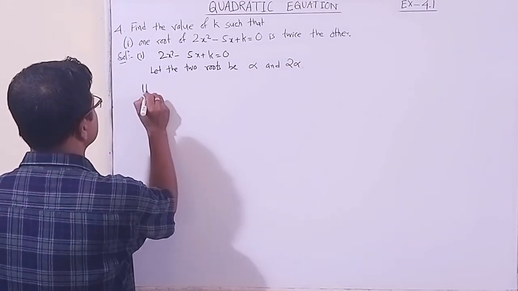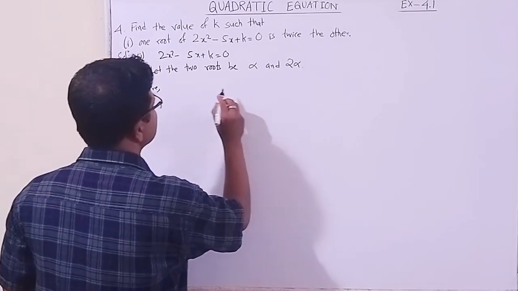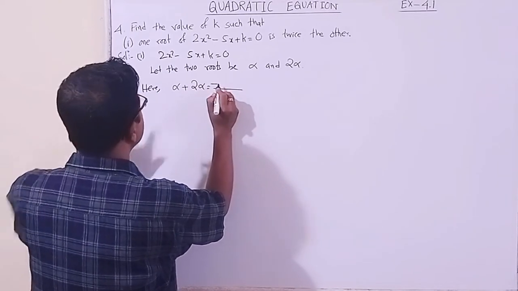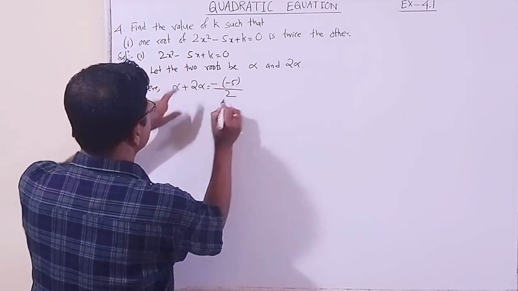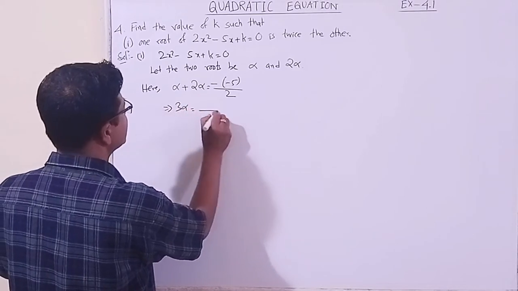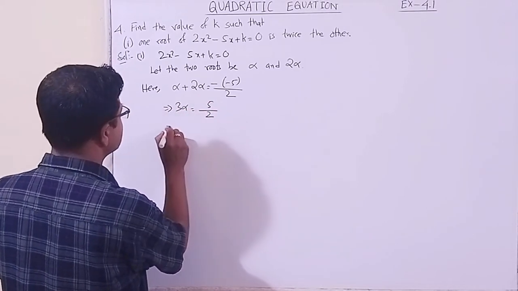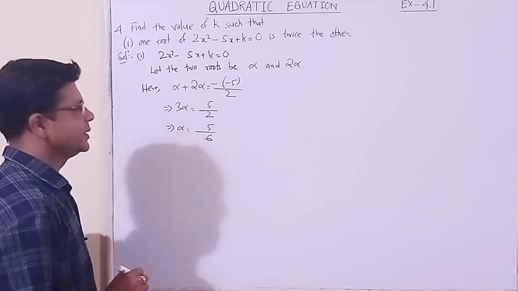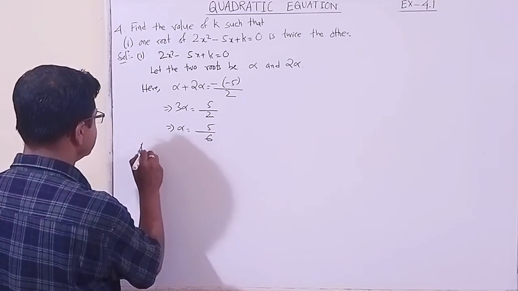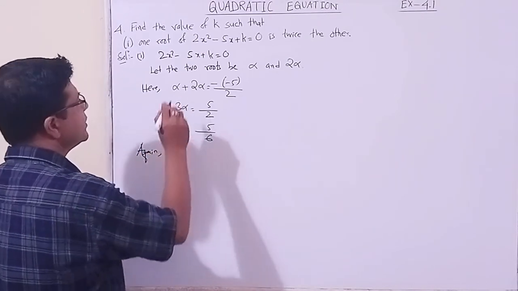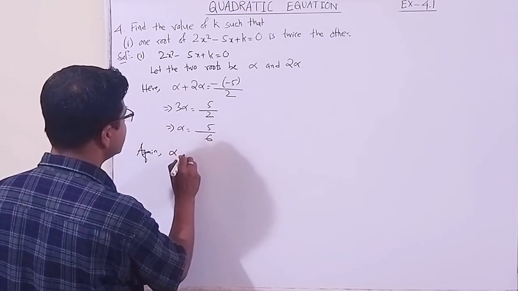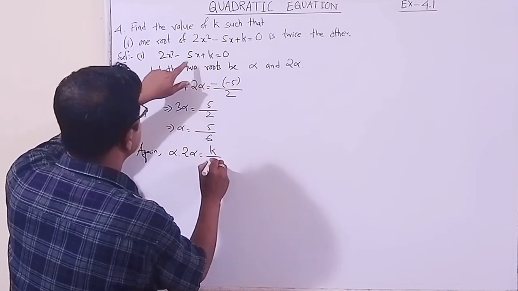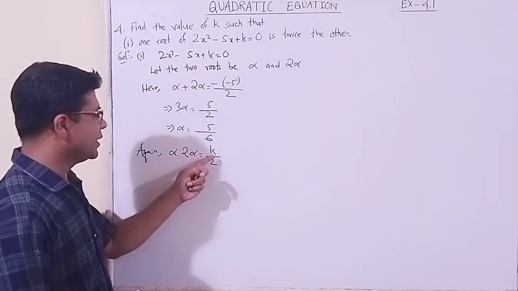So here let us find the sum of the roots. Alpha plus twice alpha is minus b by a. So thrice alpha is minus of minus 5 by 2, that is 5 by 2. So alpha is 5 by 6. Got it? Then the product of the roots, alpha into twice alpha, is c by a. What is c? k, c by a. Our aim is to find the value of k.